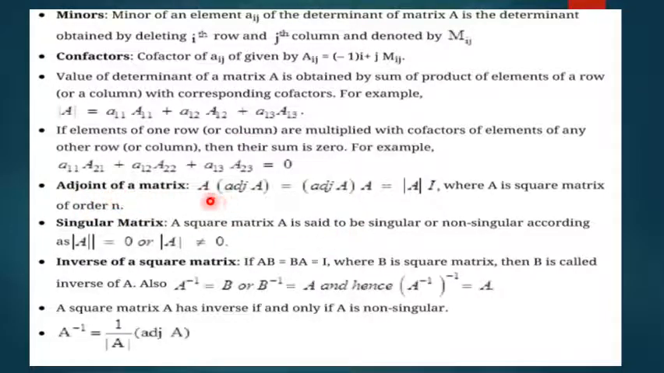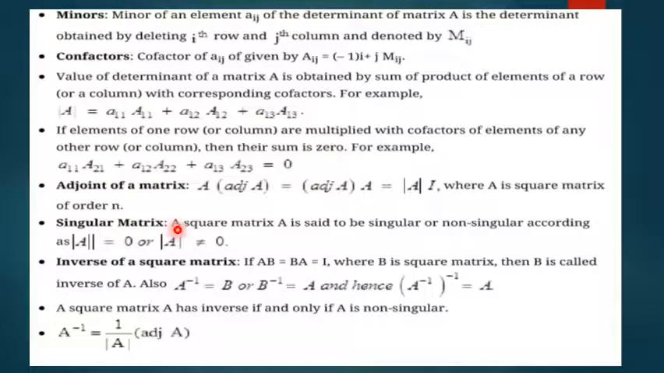Adjoint of a matrix. Now, what is adjoint? A into adjoint of A, where ADJ is the short form of adjoint, is equal to adjoint of A into A, which is equal to determinant of A into I. It does not change the value of determinant A, where A is a square matrix of order n.